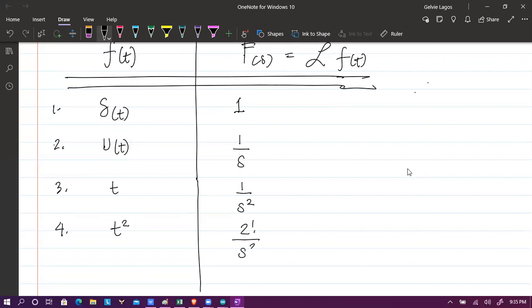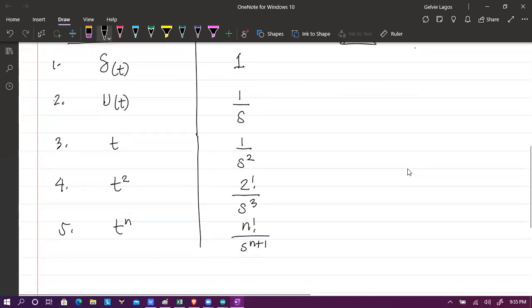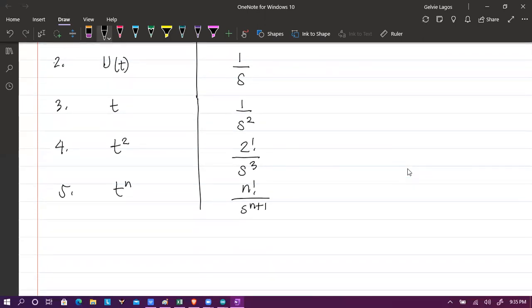Now for the polynomial of degree n, the Laplace transform of that is n factorial all over s raised to n plus 1. So take note of that. That is very important. All right, now that is the Laplace transform of the powers of t.